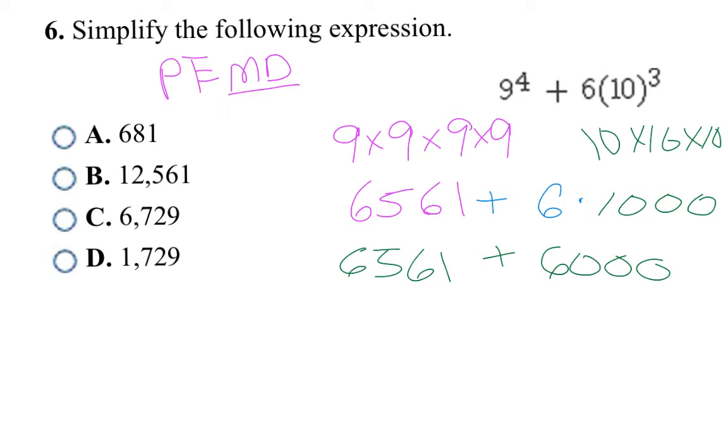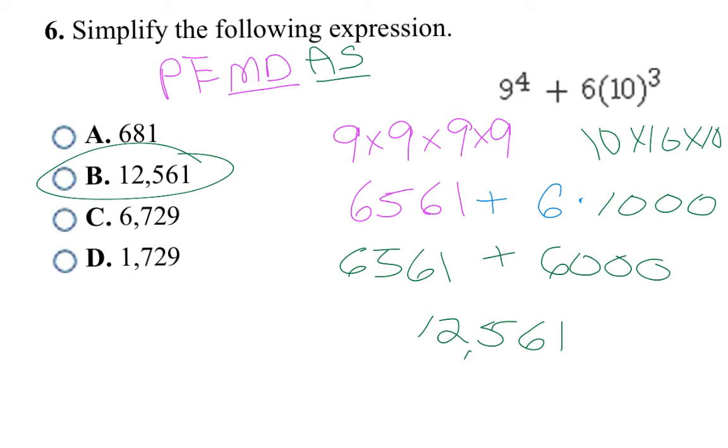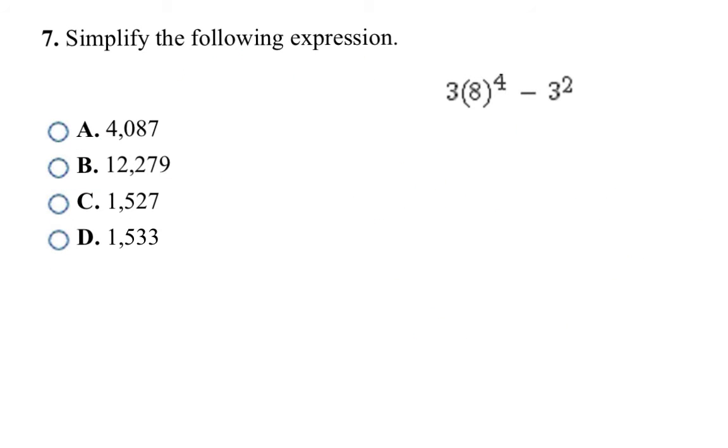And then I look at the addition and subtraction part of order of operations. And I just have addition, so I go ahead and add those two together. You could rewrite that vertically, or you can work it out on the calculator, either way. And you finally have your final answer, which is B, 12,561.